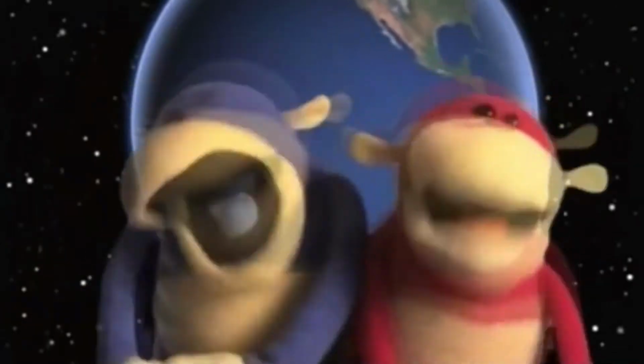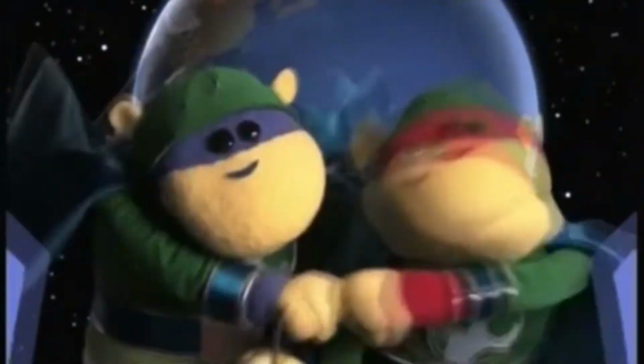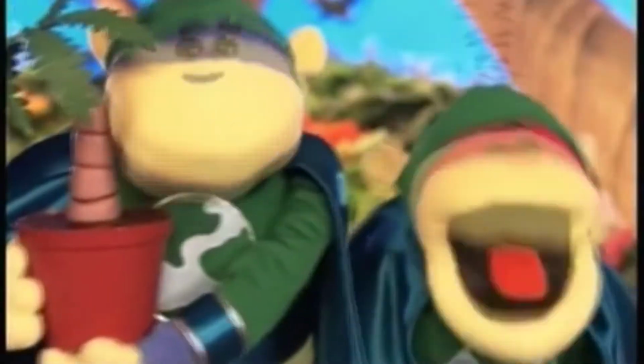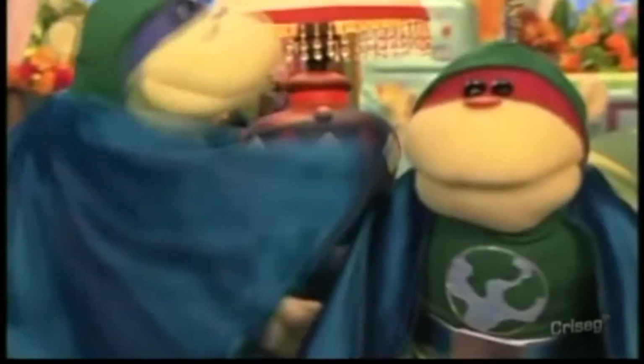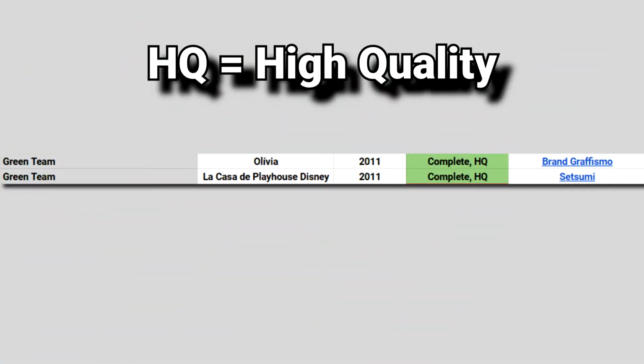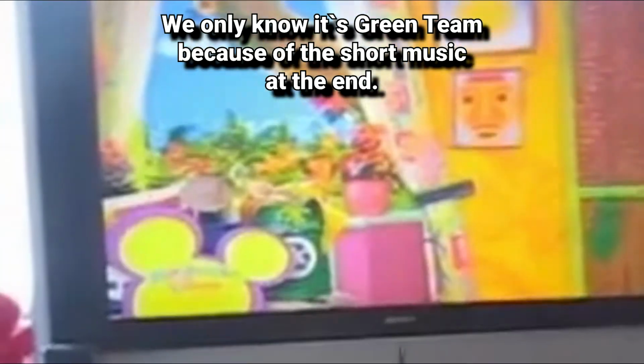Green Team. The Green Team is a set of extremely rare bumpers that involve Ooh and Aah teaching the viewer how they can help save the world by planting trees, turning off the light when it's not in use, etc. So far, only 2 bumpers were found in HQ, but they are in Latin Spanish. The ones that are in English are found in low quality, and the one that was recently found was very incomplete.